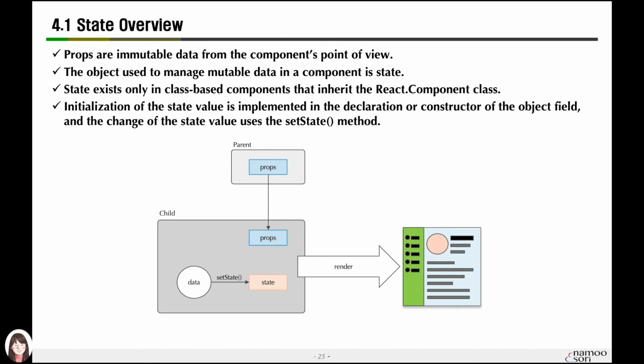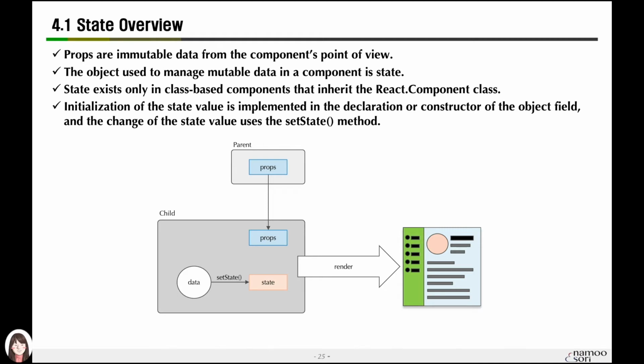Class-based components unconditionally use this state object. In the case of function-based components, a separate method called hooks is used. When the data held by this state object is changed, it means that the UI is changed. React components will re-render when state and prop data change. The use of this state object has its own rules.